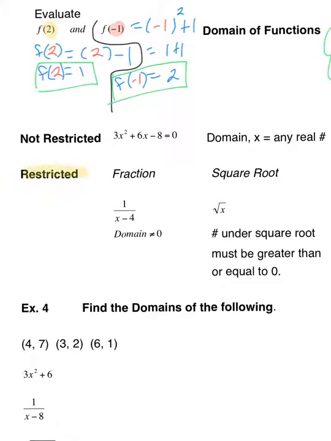Restricted ones are the following. If you have a fraction, you would look at the denominator. Your denominator cannot equal 0. So x minus 4 would not be able to be 0. We have to figure out what value x would be to cause a 0 there. So solve this equation for x, and you would add 4 to both sides. As long as x is not 4, you can plug anything you want into this function. But as soon as x is 4, 4 minus 4 is 0, and that fraction becomes undefined.